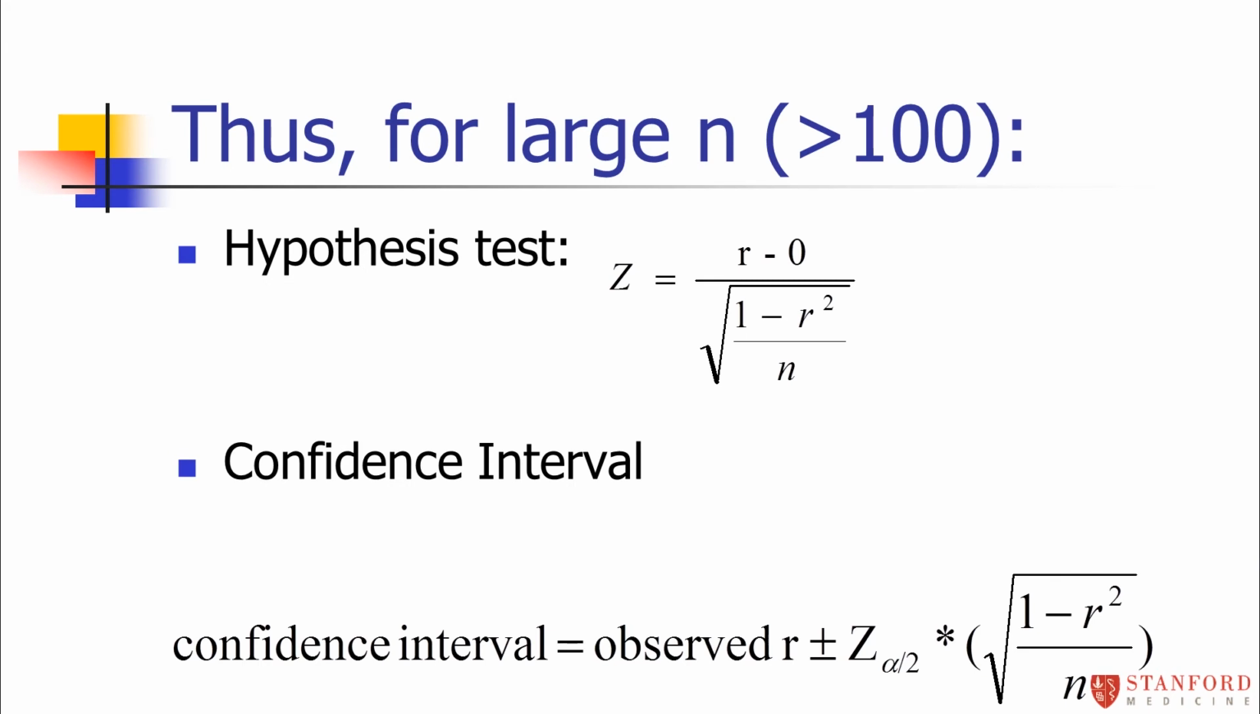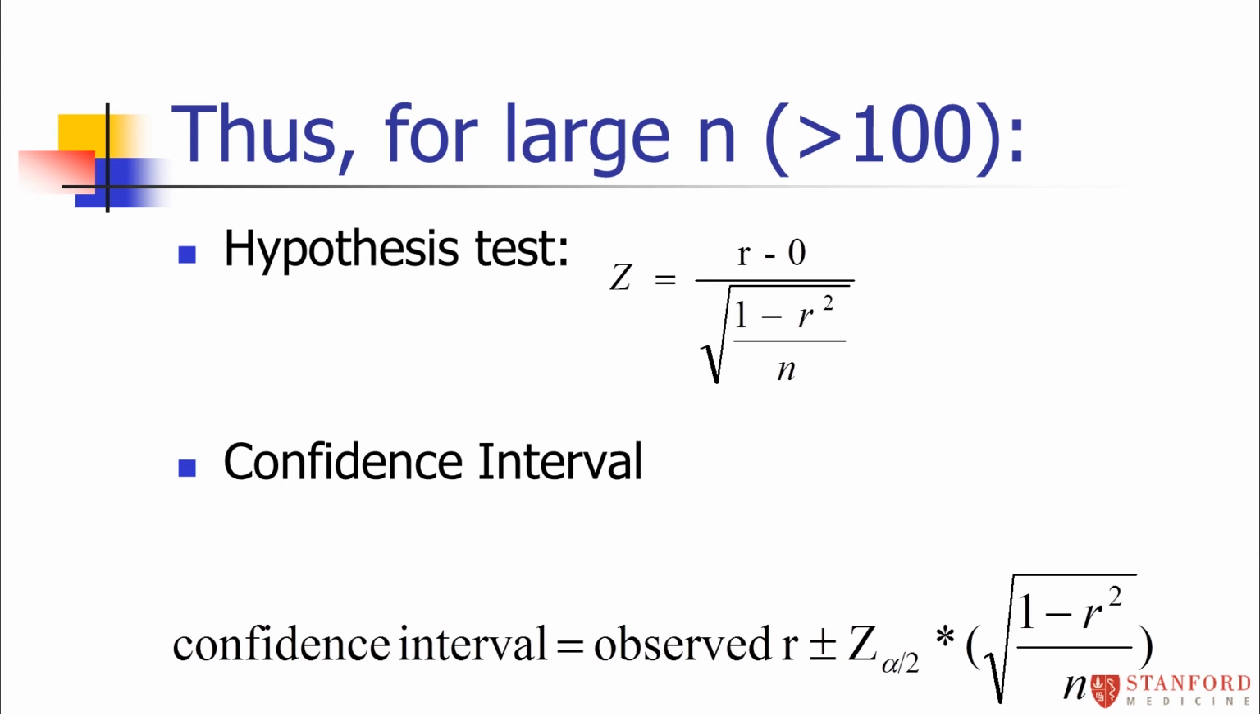So for large n, we're essentially on a normal curve. To do a hypothesis test, you'd simply be comparing your observed R to your null value, which is 0, divided by the standard error for R. R divided by its standard error gives you a z-score, and you'd get an accompanying p-value.